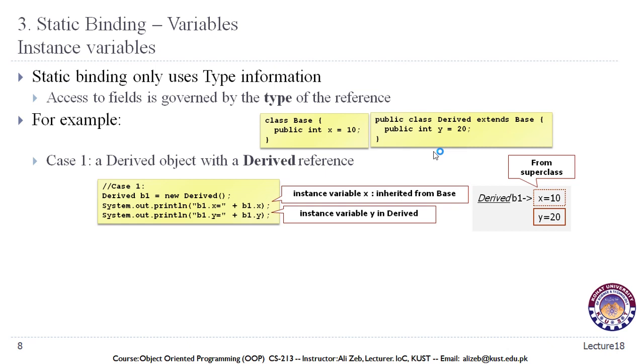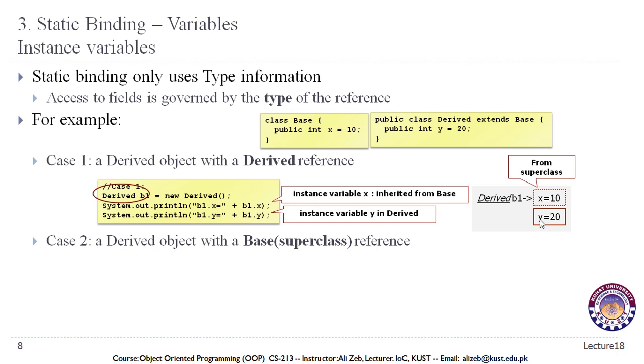the subclass. So it has inherited the variable x from the superclass and prints the output, and it has its own variable y and it will print the output of this variable as it is, because we have declared the object with the Derived class reference.